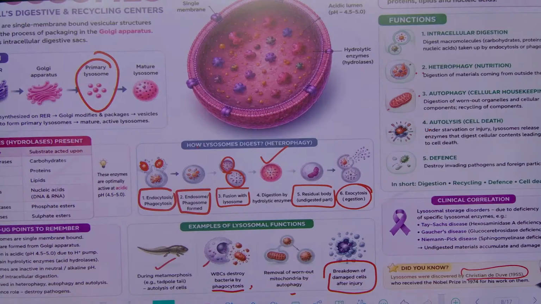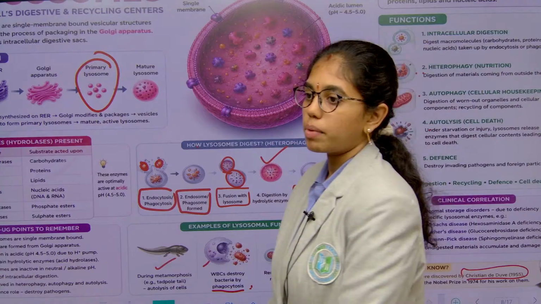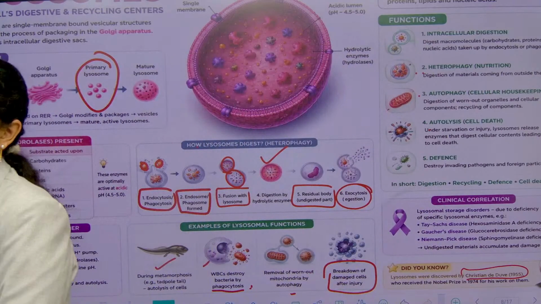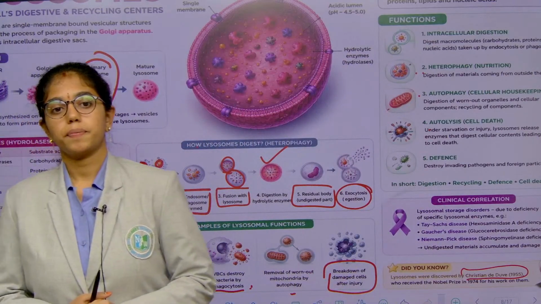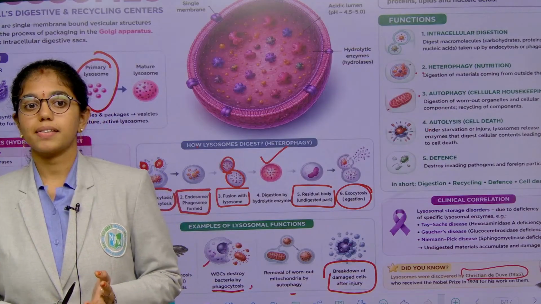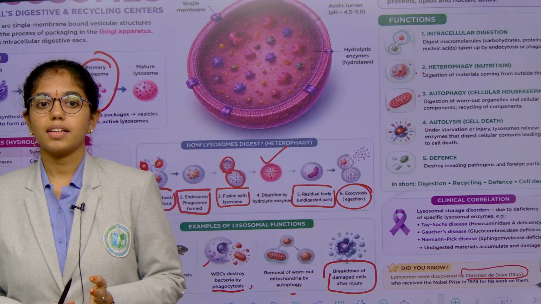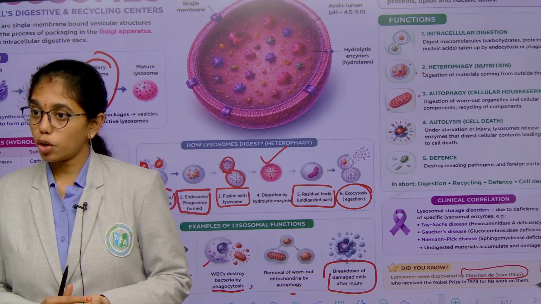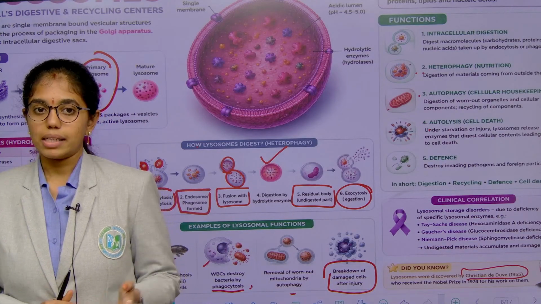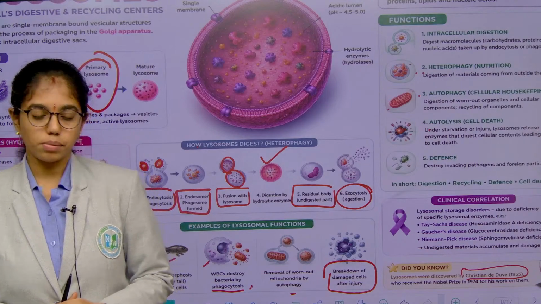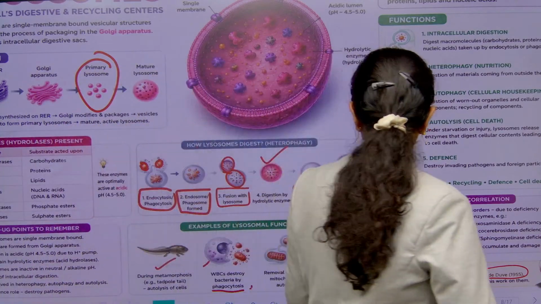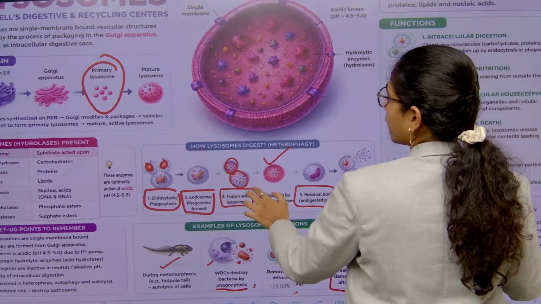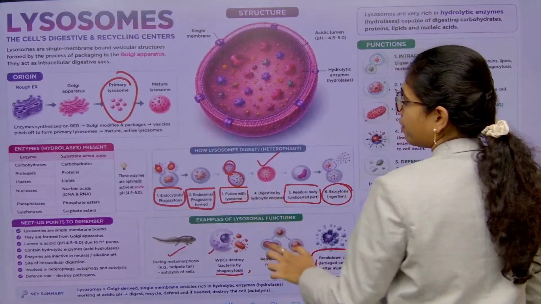Done, right? With the functions of lysosomes. Can you name a few hydrolytic enzymes that are present in lysosomes? Any few hydrolytic enzymes? Lipases, proteases, carbohydrases, hydrolases, nucleases. These are different types of hydrolytic enzymes that are present. So now we are clear with lysosomes as well, right? Shall we move on to vacuole?